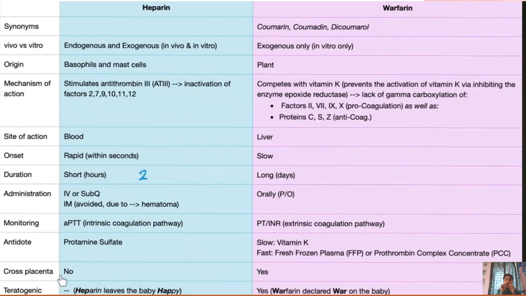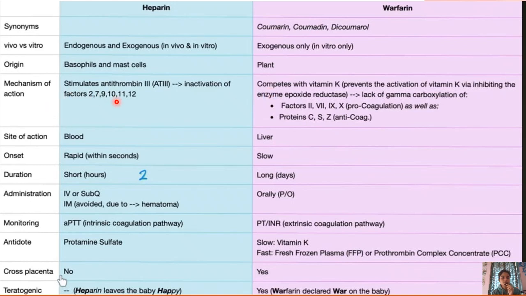So this is the difference between warfarin and heparin. Heparin can be given in vivo versus in vitro, meaning it is produced inside the body, endogenous, and we also give it exogenously, whereas warfarin is exogenous only. Origin, as I have told in the heparin slide, is from basophils and mast cells, meaning a living organism, whereas warfarin is from a plant. The coumarin plant.